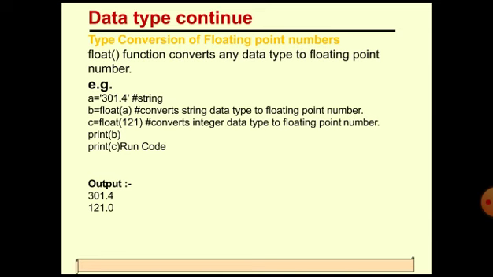Okay, in the output also you can see, when you print b, what is displayed here? 301.4 is a float value which has been converted from the string value. In c, what have we passed? We have passed the integer value 121. Now we want to convert this integer value into a float value. So we can simply write c is equal to float 121. What will happen? This will be converted into 121.0, which is the converted decimal value.